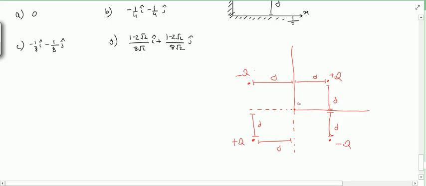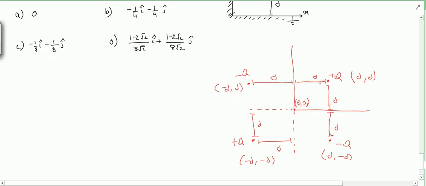If I consider this to be my origin, so what will be the coordinates of this plus q charge? They will be d comma d. As there is no requirement of z, I can take only x and y. So d comma d will be the coordinates of this, and here the coordinates will be what? For y it will be minus d, so it will be d, minus d, and for this it will be minus d, d, and for this it will be minus d, minus d, right?